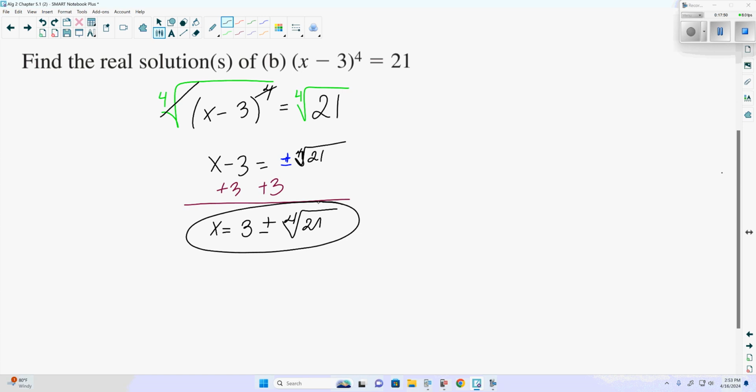Anytime we take an even root of a positive number, we add the plus or minus. Because here, there's 4 solutions. Turns out 2 of them are real, 2 of them are complex. We have more. But questions on this here before we look at the next one? You ready for the next one?